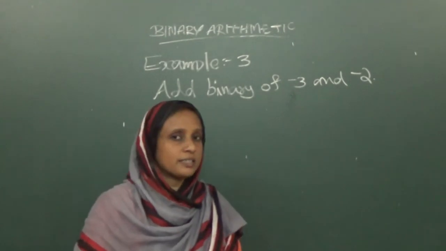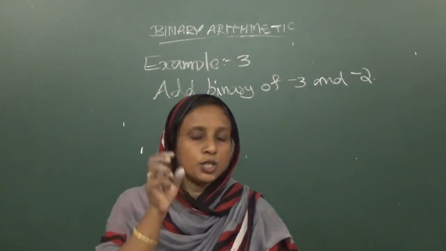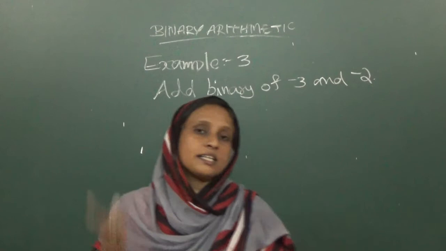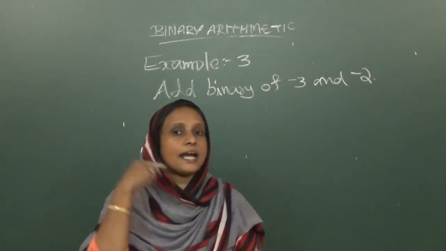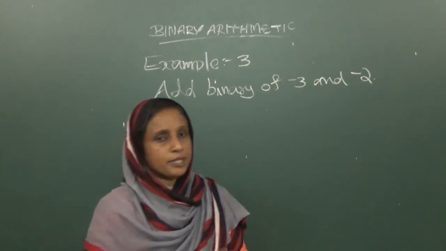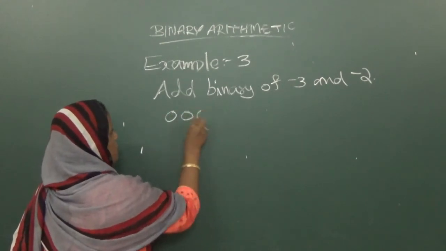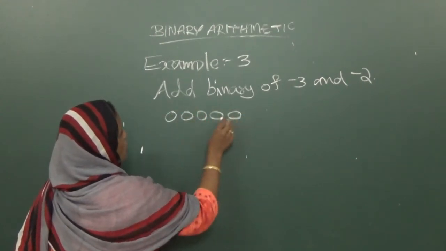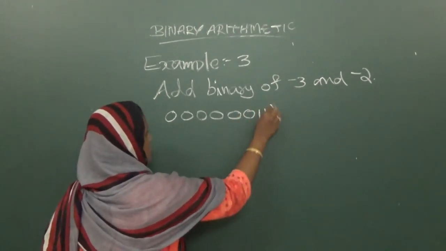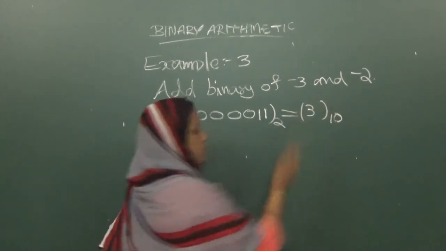Now, all of you know how to write minus 3. How to write minus 3 in 2's complement form? You have to write 3 first, then take its 1's complement, then add 1 to this complement form. You will get its 2's complement. Once you complete all these things, I just write here 0, 0, 0, 0, 0, 0, 1, 1. This is equivalent to decimal 3.